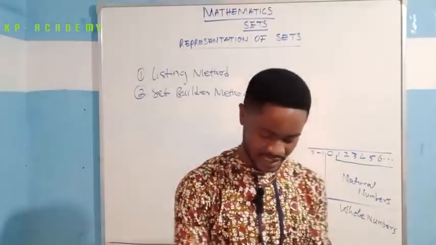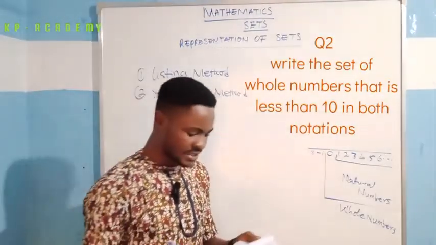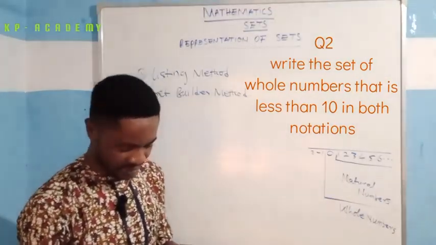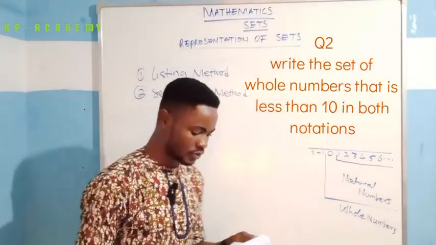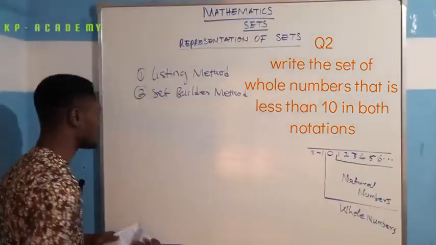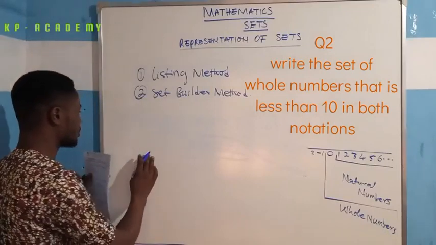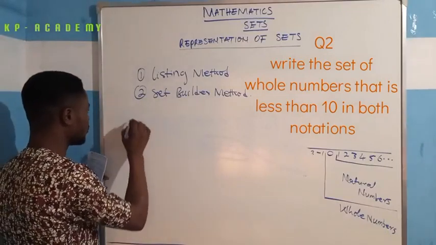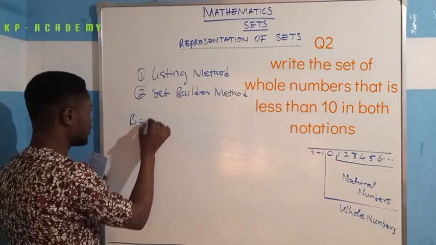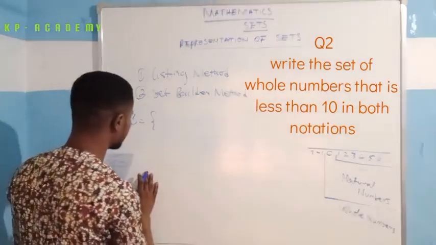Okay, so question 2 says, write the set of whole numbers that is less than 10 in both notations. Write the set of whole numbers that is less than 10 in both notations. So let the set of whole numbers be called set B. Now, the set of whole numbers that is less than 10.